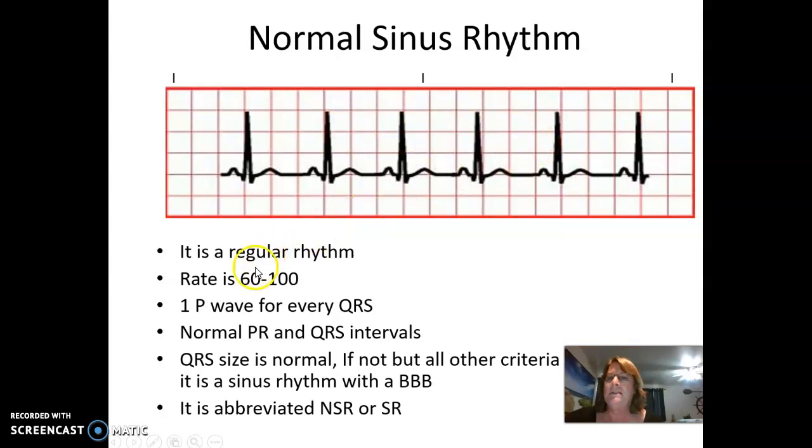Your rate should be 60 to 100. The sinus node normally fires at a rate of 60 to 100. There are times it can go faster, there are times it can go slower, but normal is 60 to 100. Now this is for an adult.